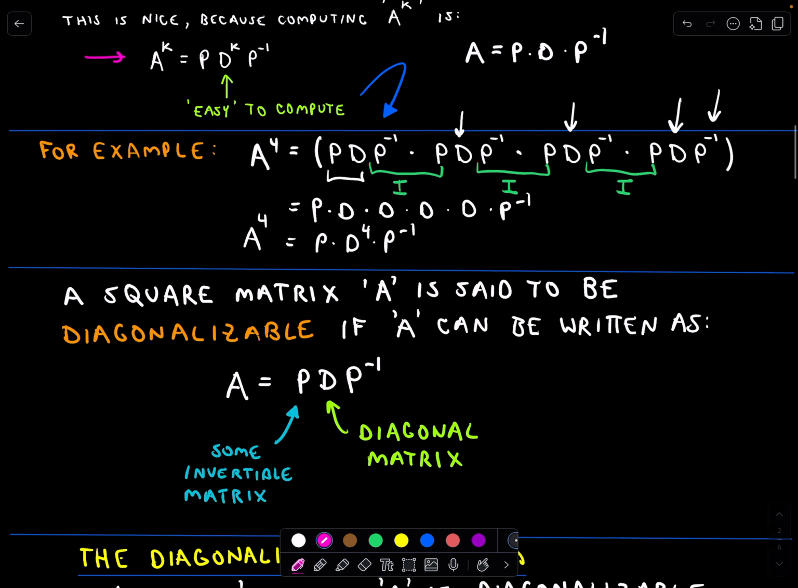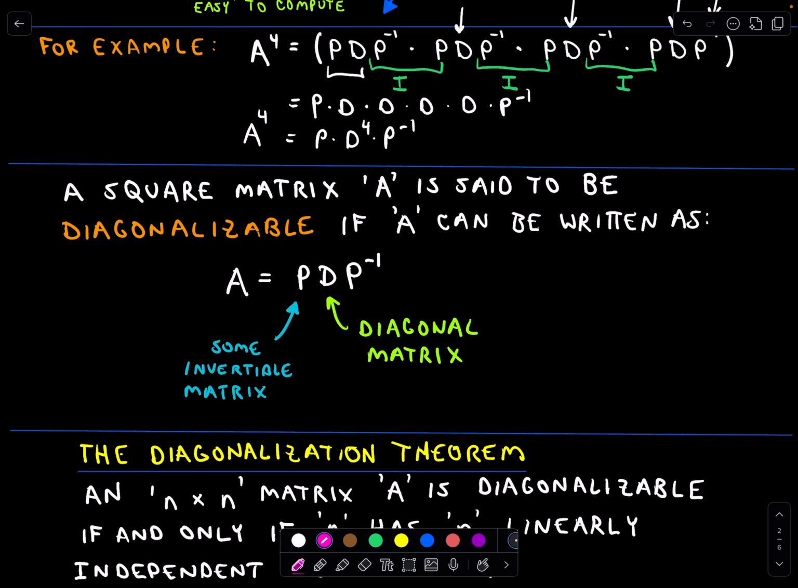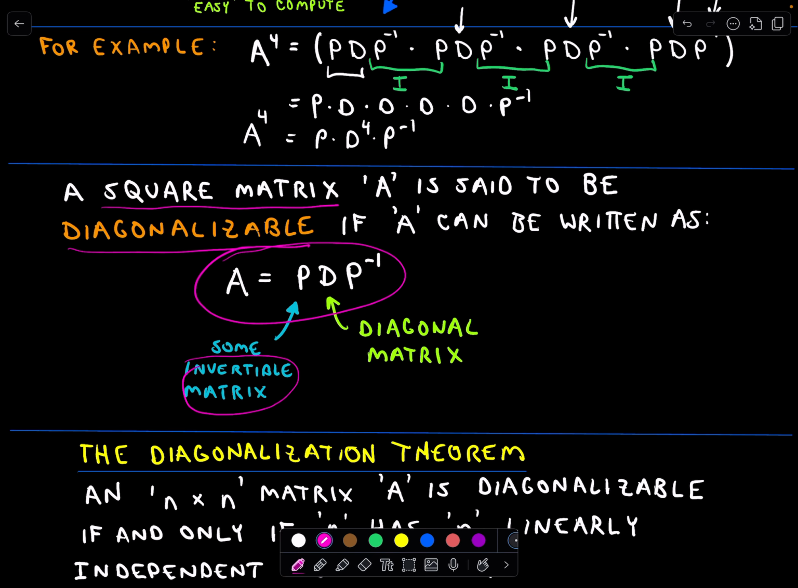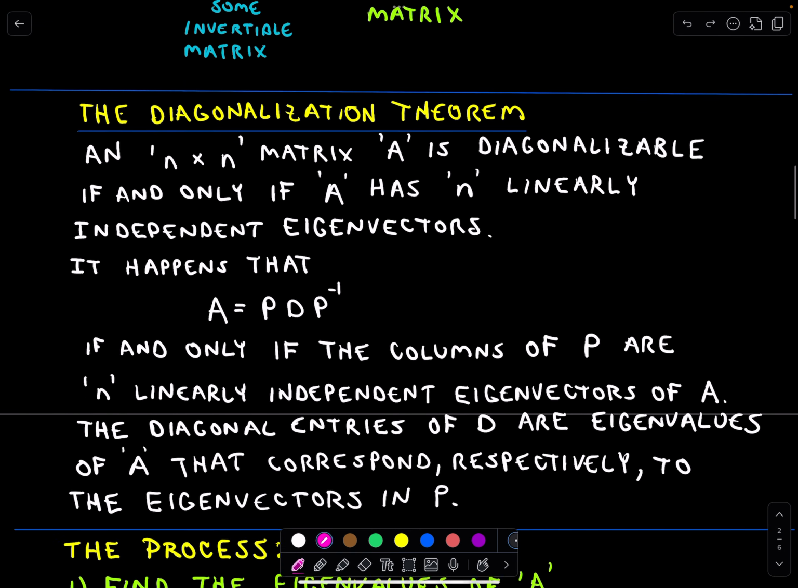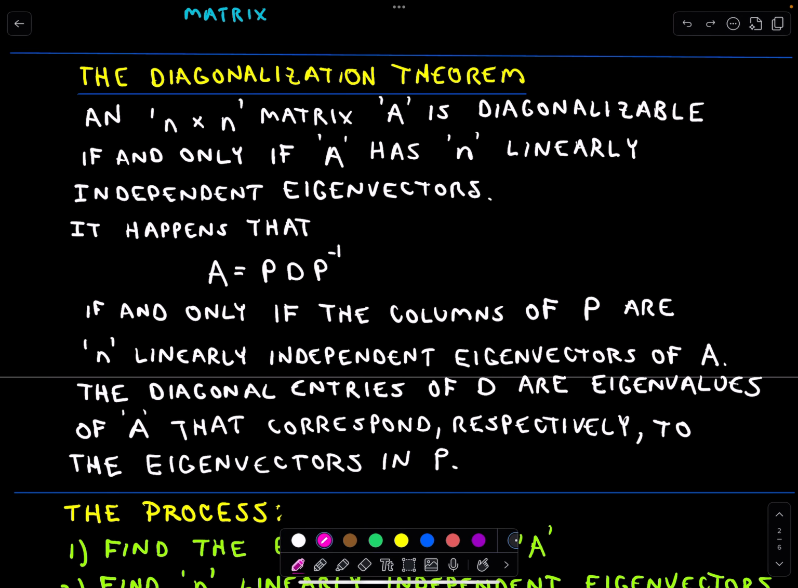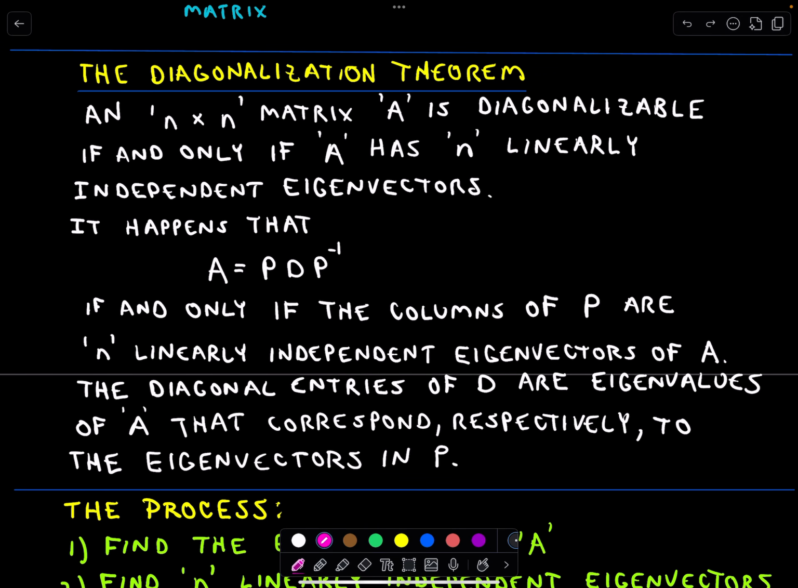Okay, so again, just a little more terminology, because not all square matrices can we do this to. We'll say that a square matrix A is diagonalizable if we can write it in this form. So if we can write it as some invertible matrix P times some diagonal matrix D times the inverse of that matrix P. Okay, so a little theorem here that's important, and then we'll jump onto the process of actually doing it.